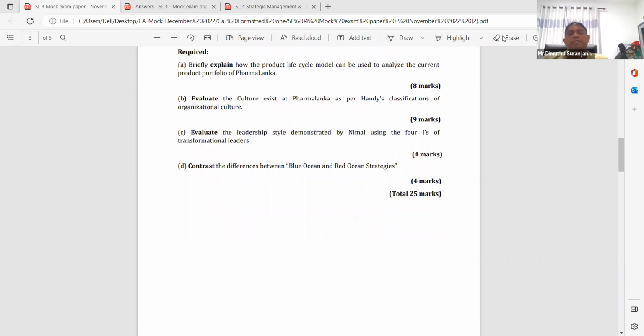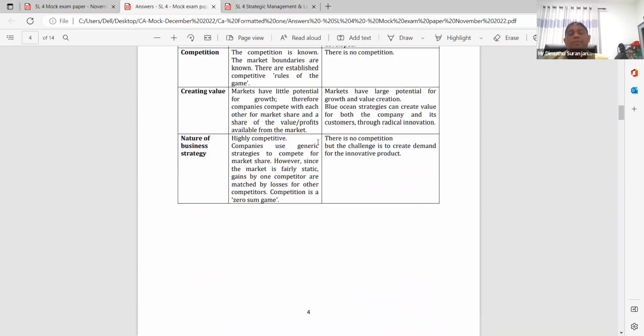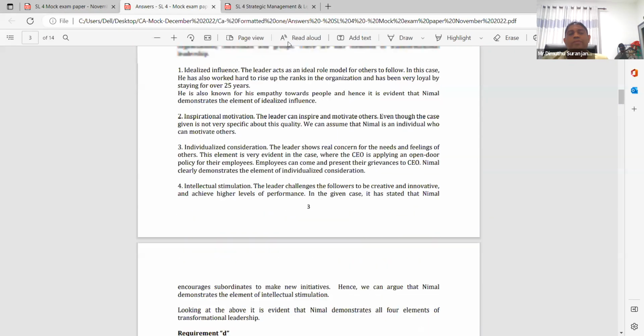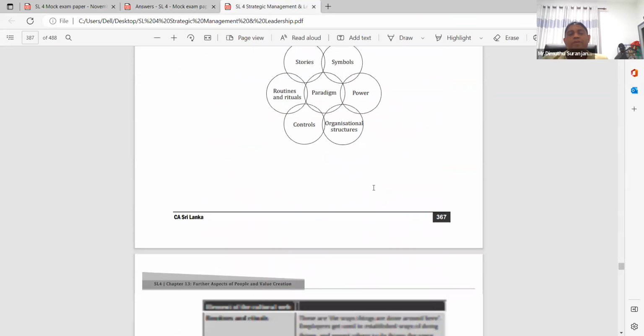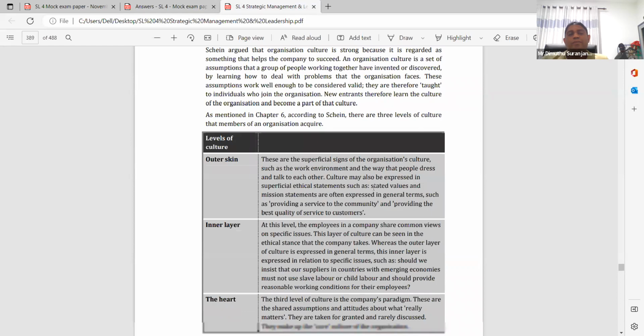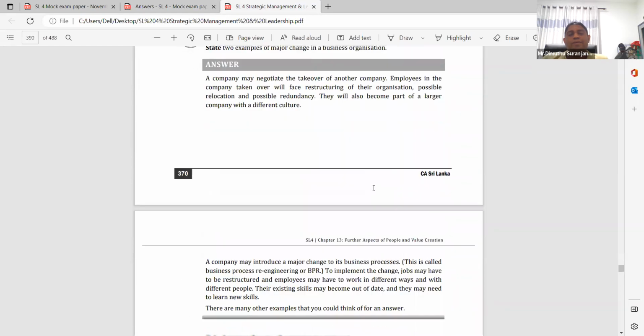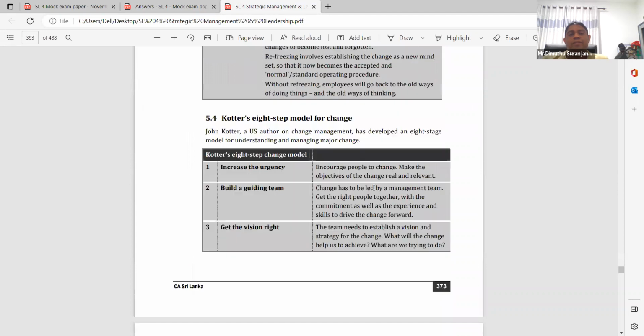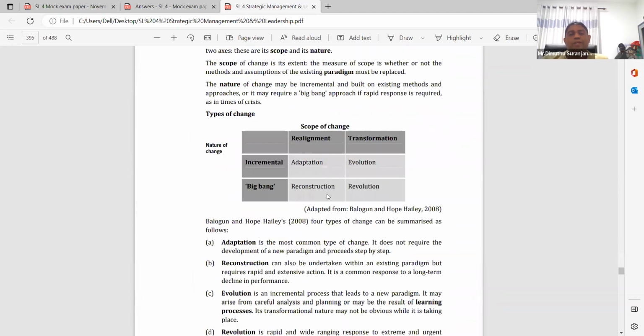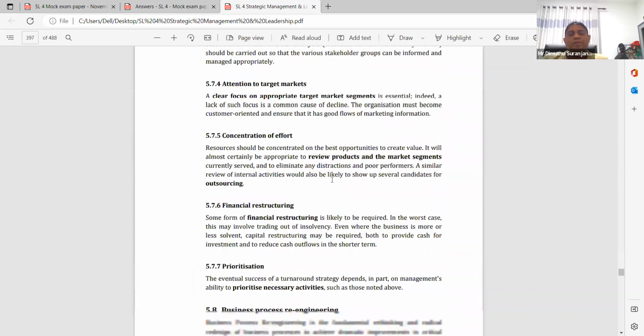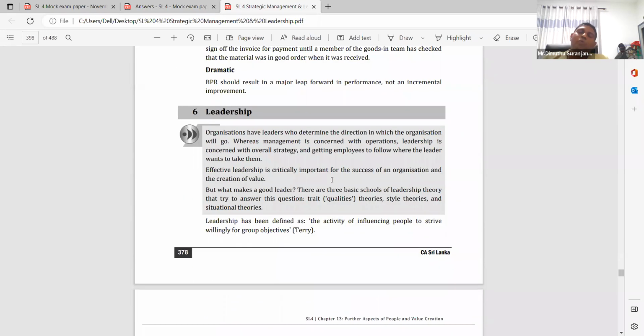Right. Then part C. Evaluate the leadership style demonstrated by Nimal using the 4 I's of transformational leaders. That tests the knowledge of leadership. This is a very important area. Why? Because leadership is a critical one. If you look at the name of your subject, what is the name of your subject? Strategic Management and Leadership. Then you can get an idea about the importance of leadership here, right? So you have to give more weight to this.